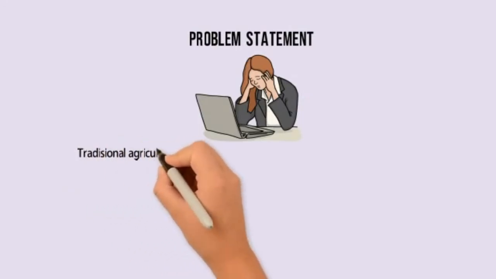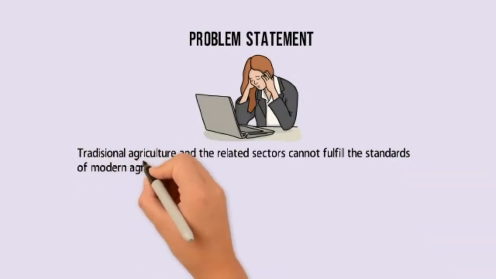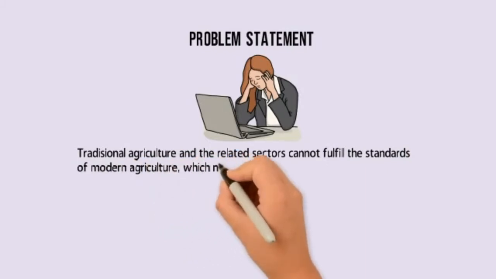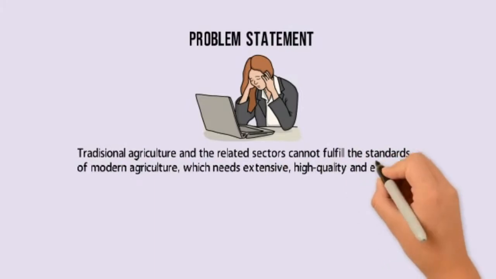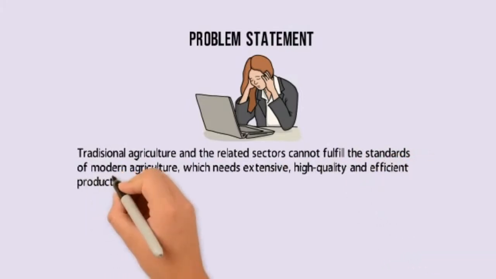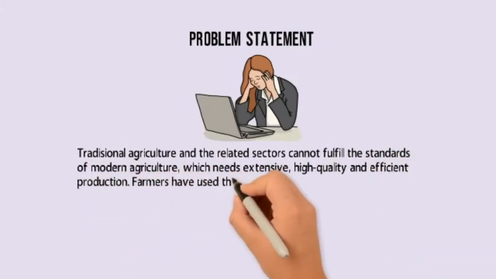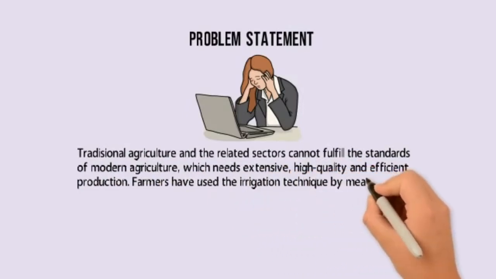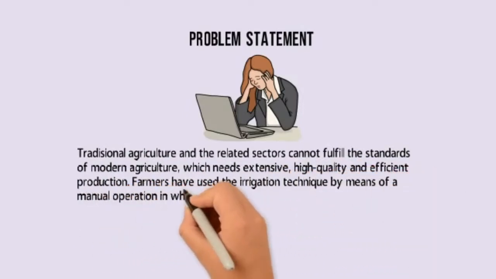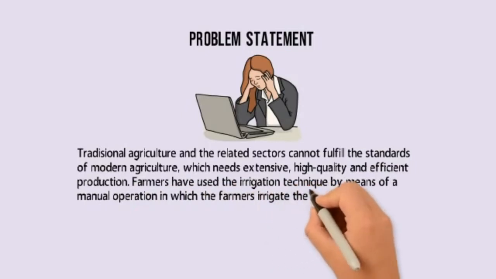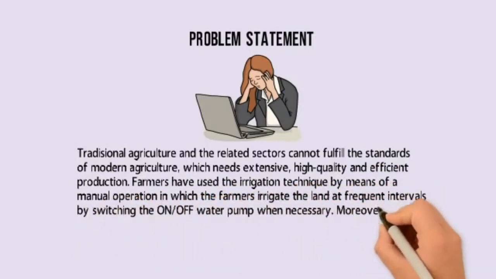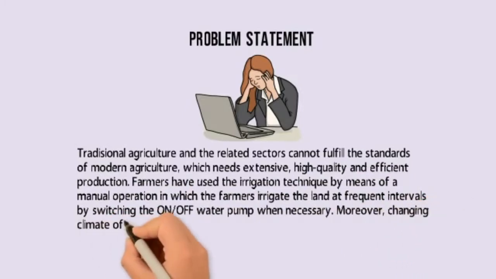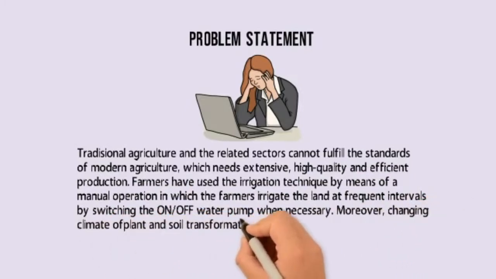Traditional agriculture and the related sectors cannot fulfill the standards of modern agriculture, which needs extensive, high quality, and efficient production. Farmers have used the irrigation technique by means of manual operation, in which the farmer irrigates the land at frequent intervals by switching the water pump on and off when necessary. Moreover, changing climate of plant and soil transformation are unpredictable.